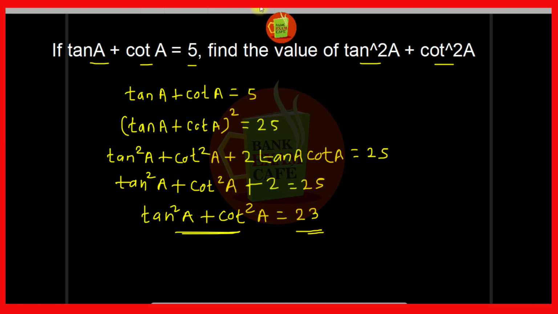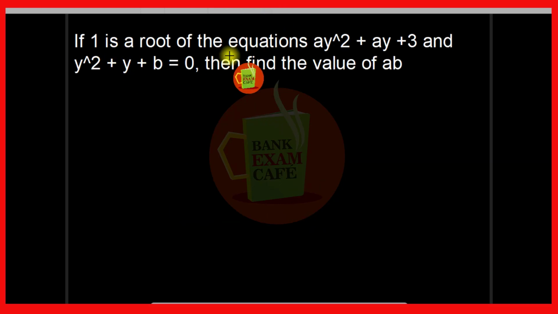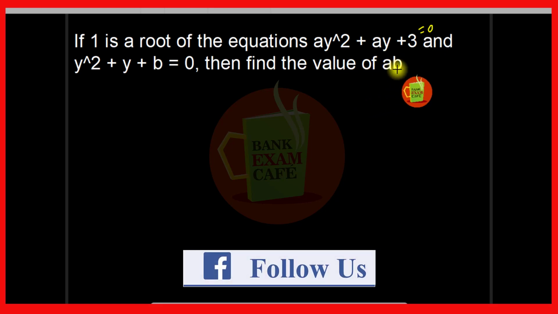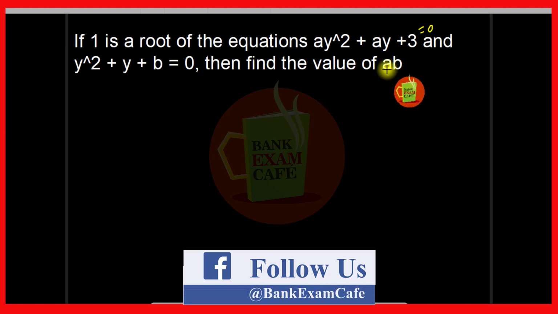Now let us see the next question. If 1 is a root of the equations a y square plus a y plus 3 is equal to 0 and y square plus y plus b is equal to 0, then find the value of AB. Find the value of AB, it means you have to find the product of AB.